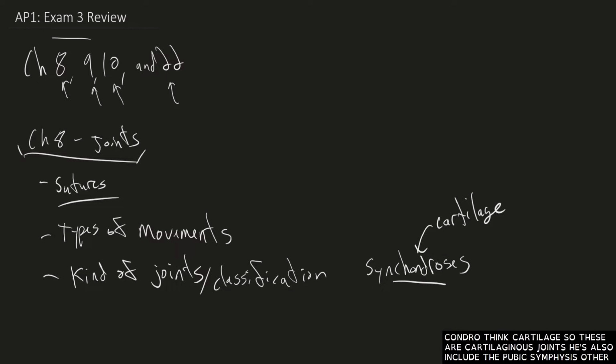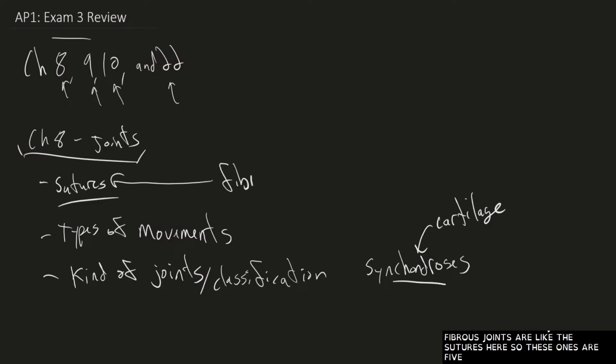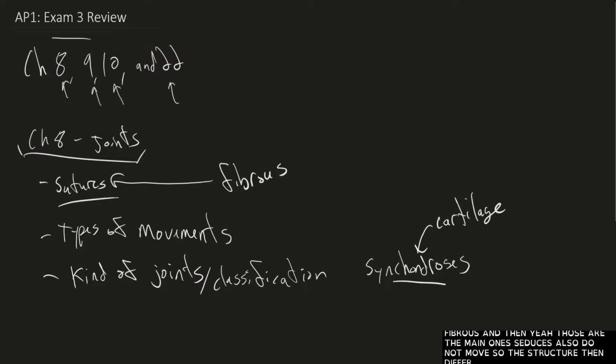Other ones we have here are the fibrous joints. Fibrous joints are like the sutures here. So these ones are fibrous, and these ones also do not move. Those are the main ones, so different kinds of joints and classifications.